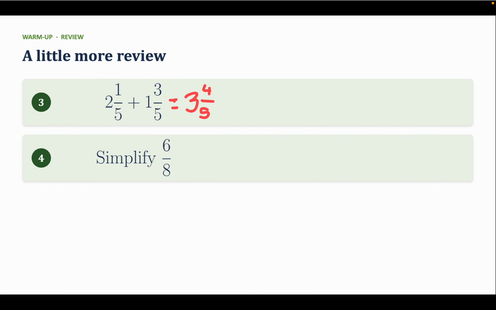Here's a simplification, simplify 6/8. That just means how can we reduce this fraction more? What factor can we take out of both 6 and 8? Well, they're both divisible by 2, so that's how we would reduce that. Divide both by 2, we get 3/4. Is 3/4 the same as 6/8? Yes, so that's how we know that that's an equivalent fraction in the lowest terms.